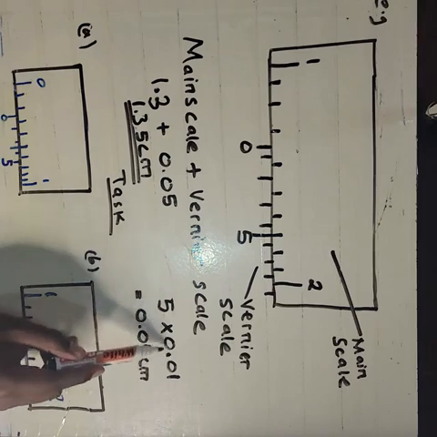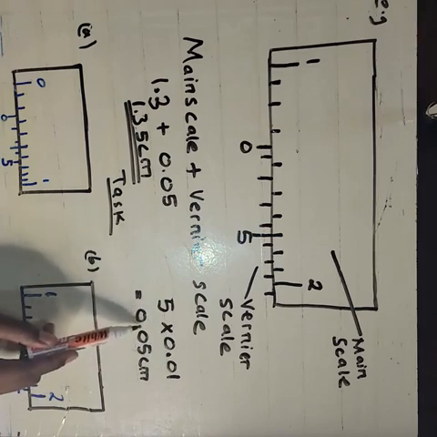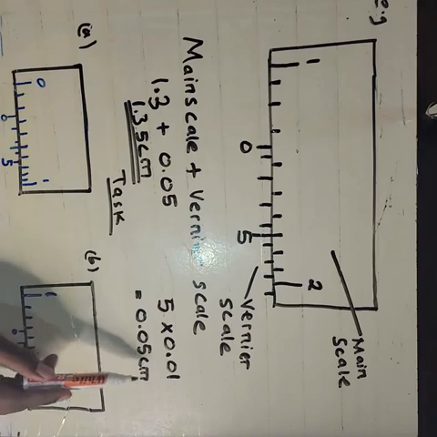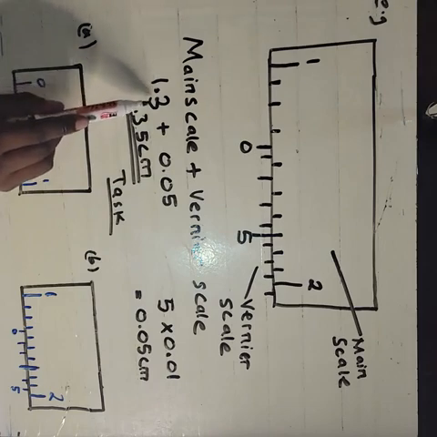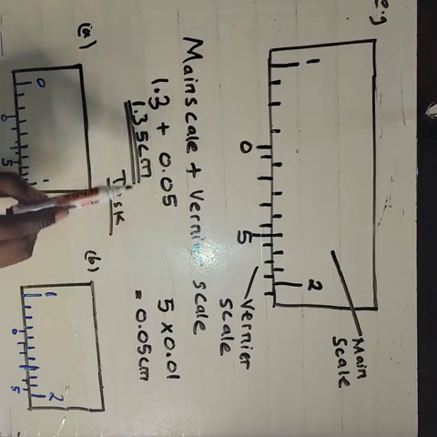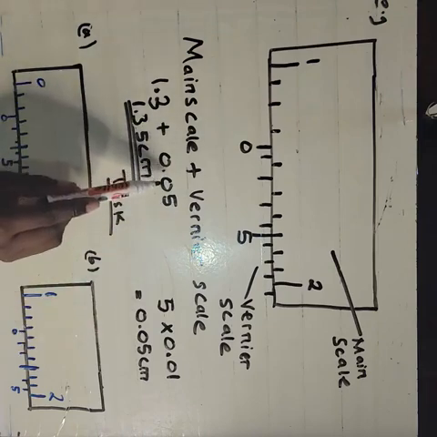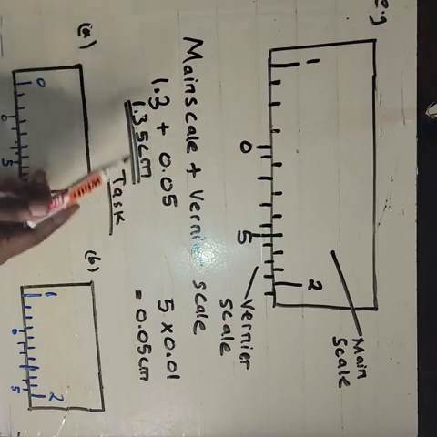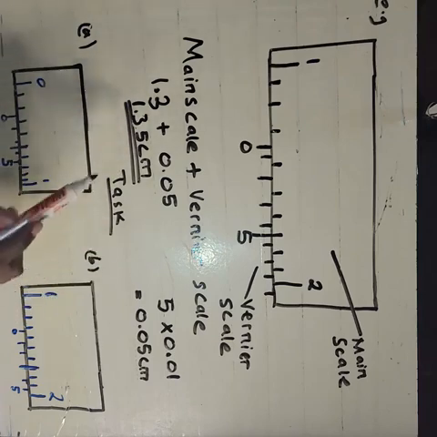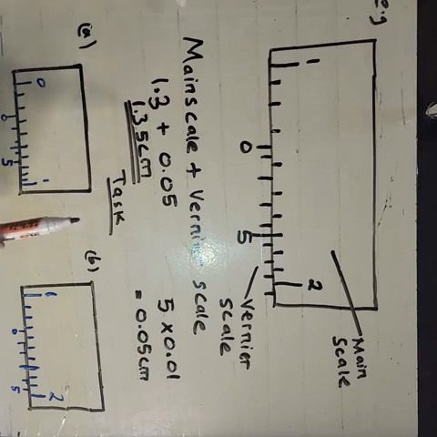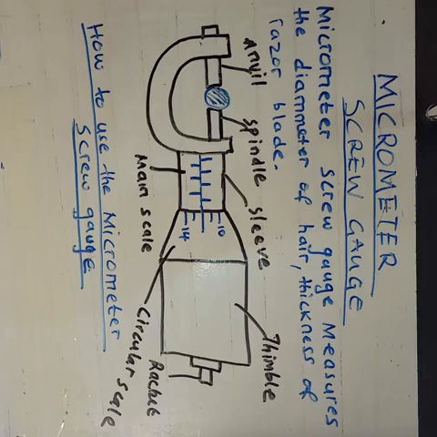You say 5 multiplied by 0.01, giving us 0.05 centimeters. So we say the main scale plus the Vernier scale. The main scale is 1.3 plus the Vernier scale, which is 0.05. When you add all this, you get 1.35 centimeters. So this is how you take the readings on the Vernier calipers. Try these two in your free time as we move on to the micrometer screw gauge.